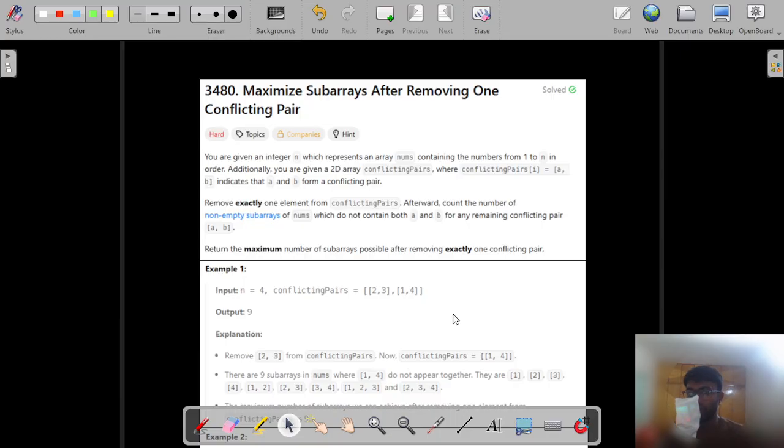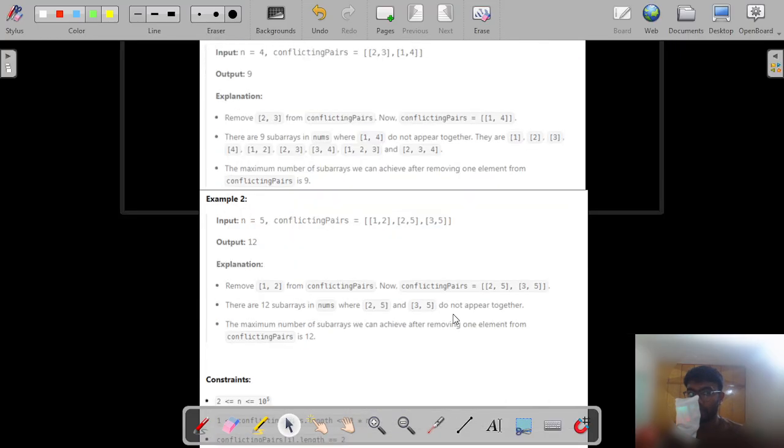Okay, so let's understand this problem better. Let's go through example 1. Let's say we are given n equals 4. These are the subarrays that can be formed with n equals 4: 1, 2, 3, 4. And removing exactly one conflicting pair means, let's say we remove [2, 3]. Now the conflicting pairs will contain [1, 4] in this example 1.